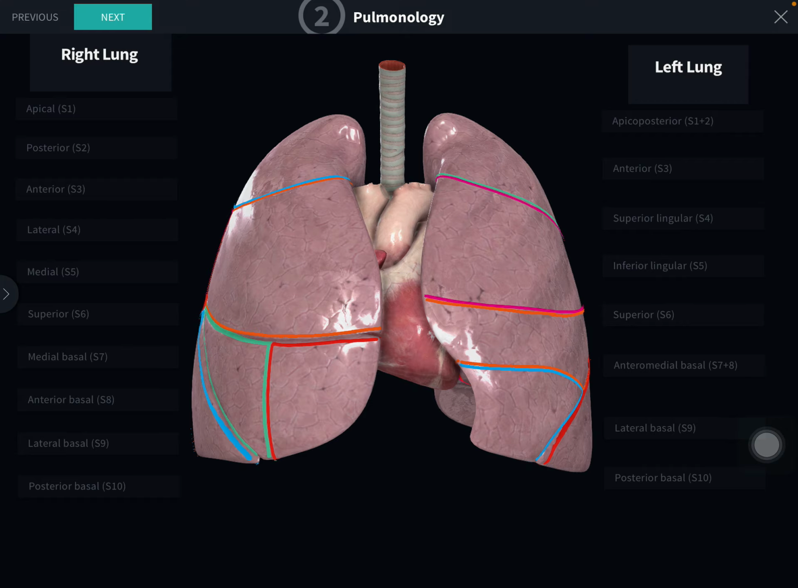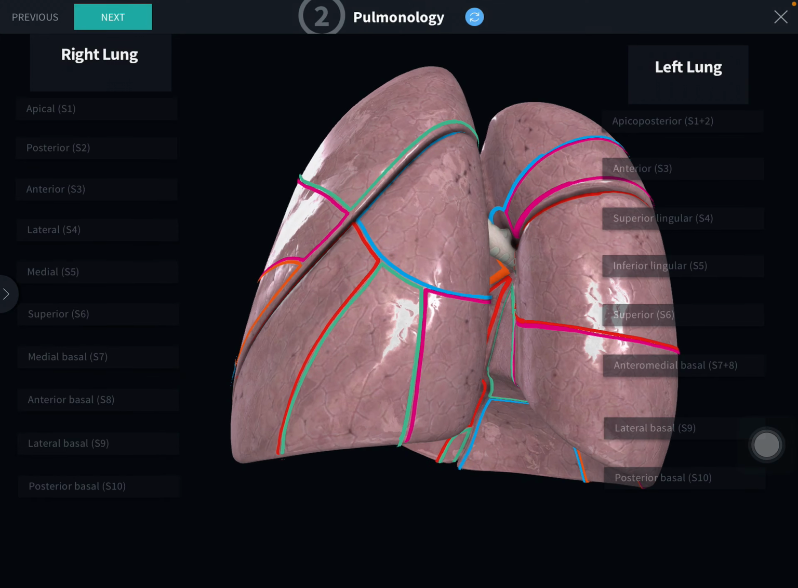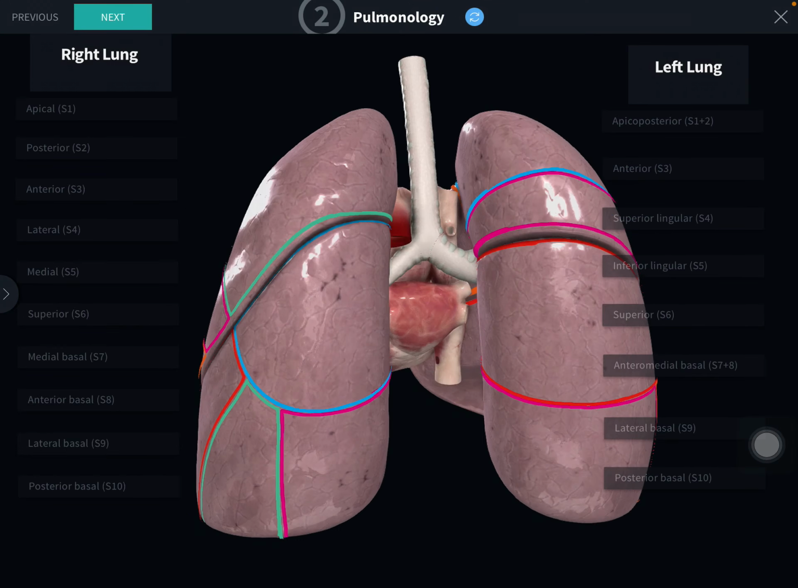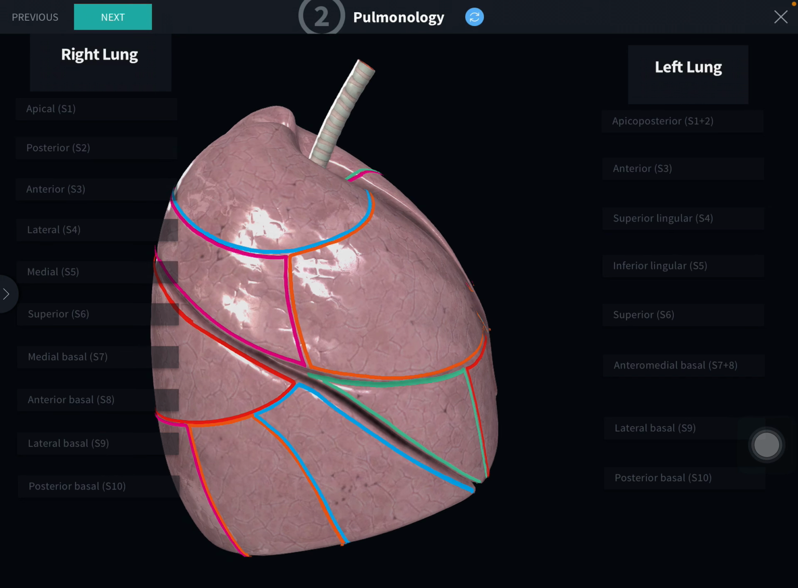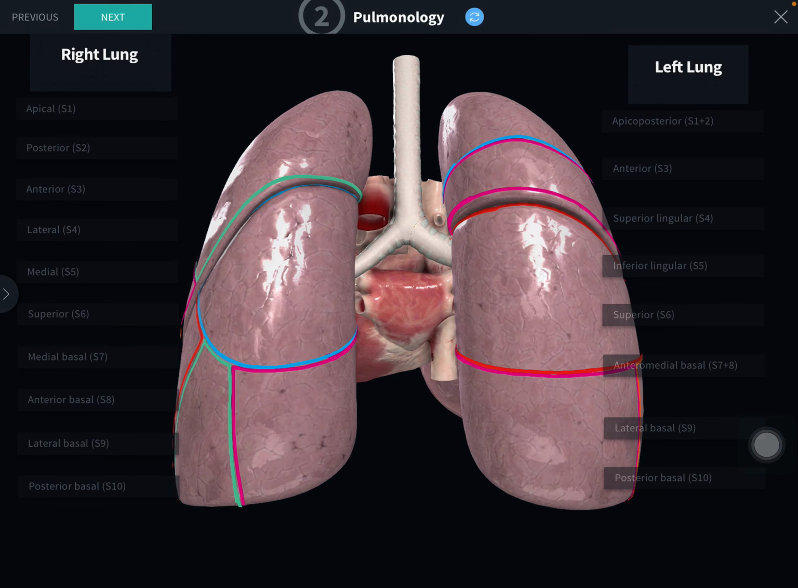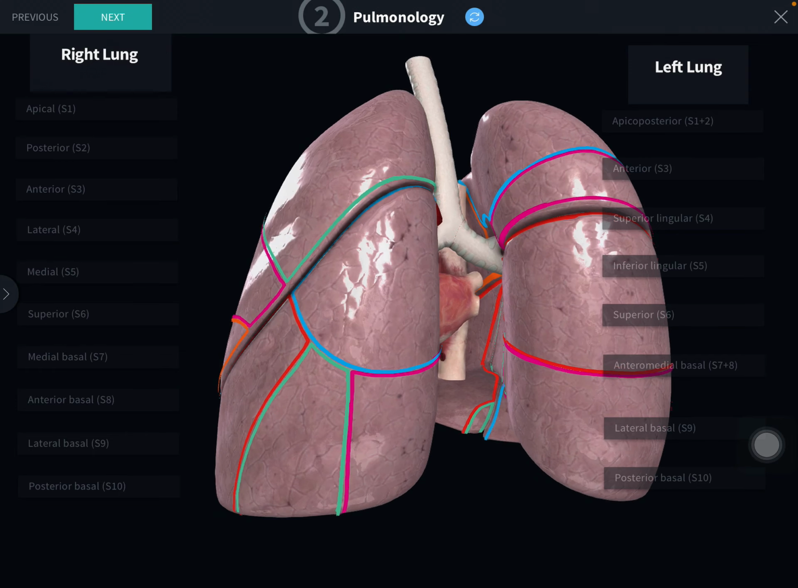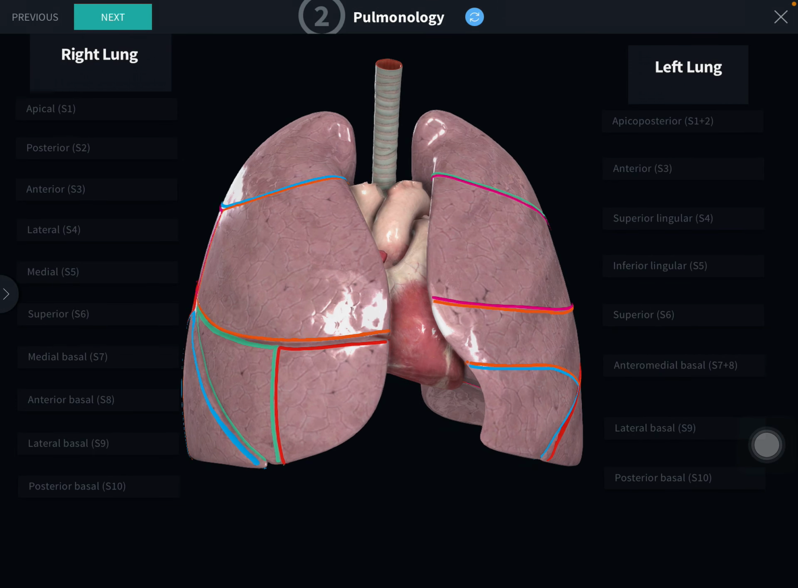Now today's topic is the bronchopulmonary segments of lungs. First we will define the bronchopulmonary segments of the lungs. The area of the lung aerated by a tertiary bronchus is known as a bronchopulmonary segment, which is an independent respiratory unit. So it is the unit of the lung.